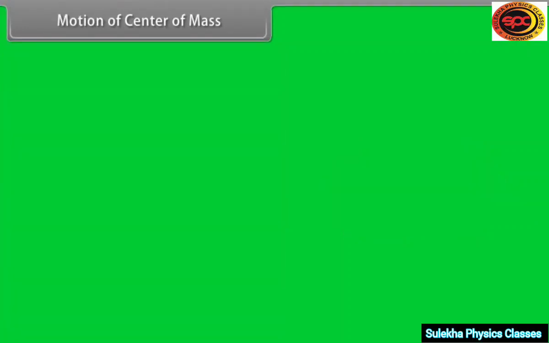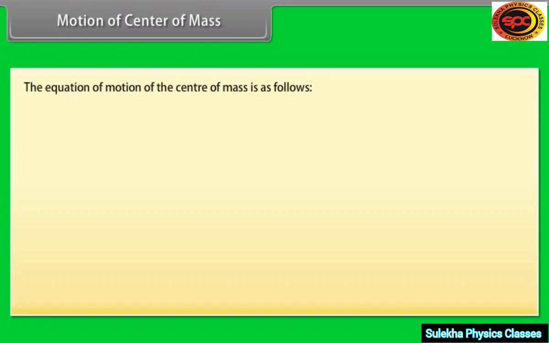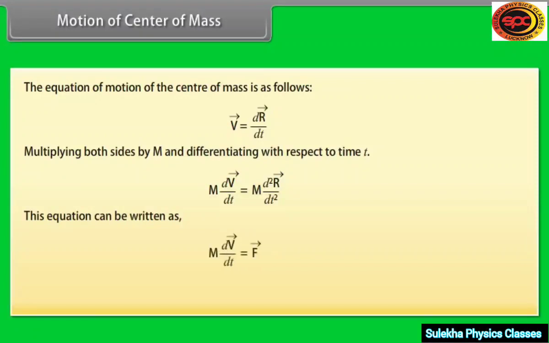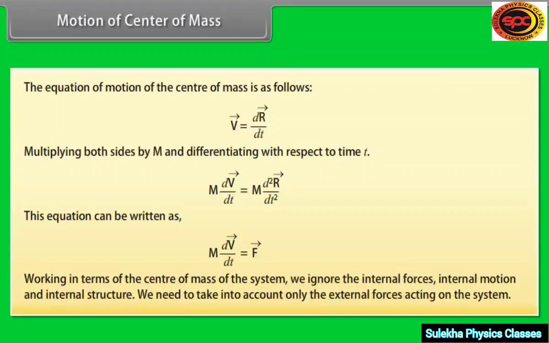Motion of center of mass. The equation of motion of the center of mass is as follows. v vector is equal to dr vector by dt. Multiplying both sides by m and differentiating with respect to time t, we get m dv vector by dt is equal to m d square r vector by dt square. This equation can be written as m dv vector by dt is equal to F vector. Working in terms of the center of mass of the system, we ignore the internal forces, internal motion and internal structure. We need to take into account only the external forces acting on the system.